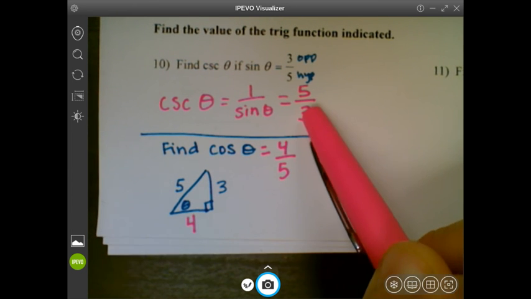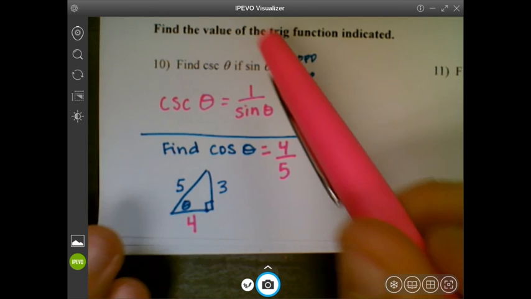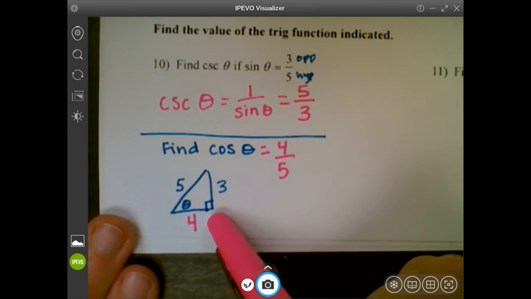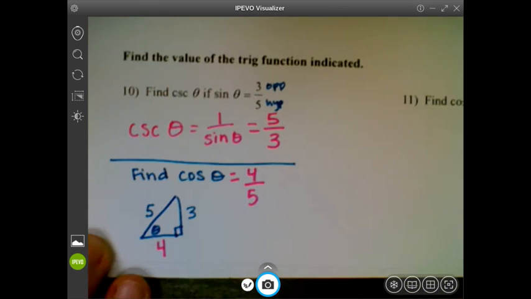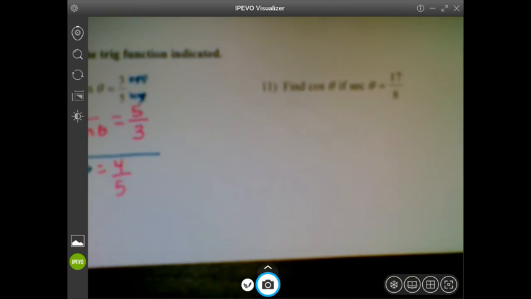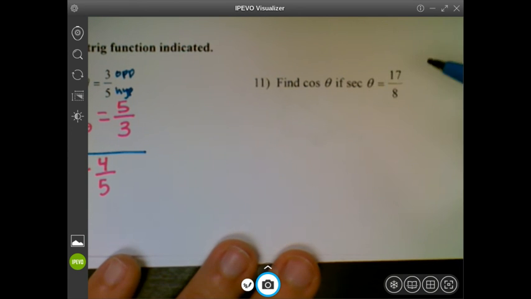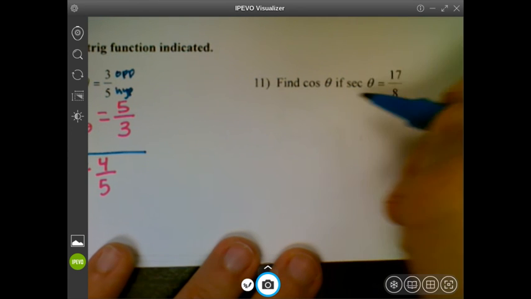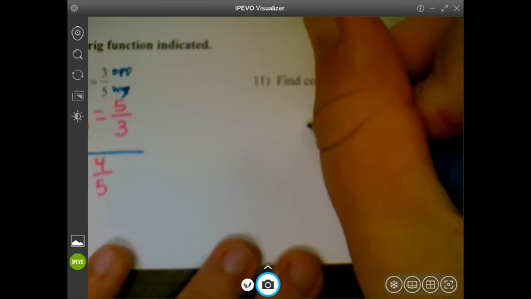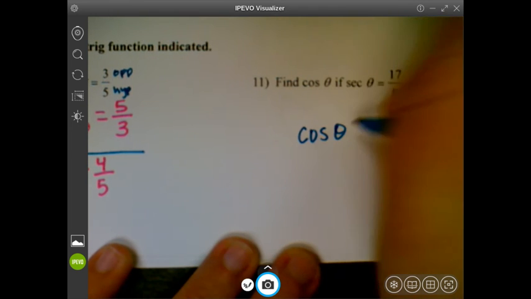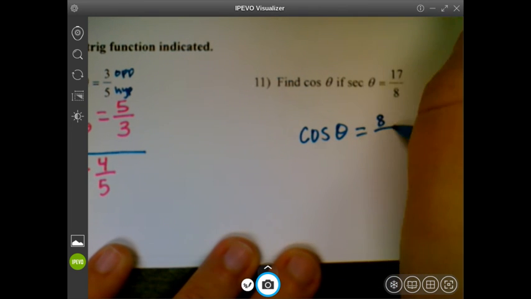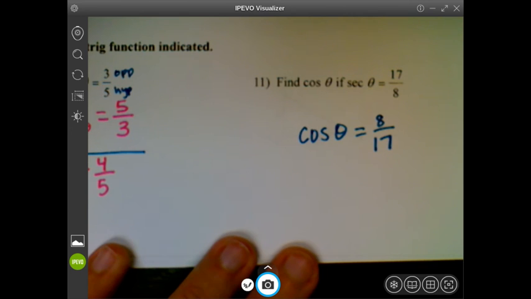So if it is the reciprocal, then go ahead and just take that. It's not really a shortcut. You're just using the reciprocal information to flip that. If not, draw yourself a triangle. So this next one, find the cosine if secant is 17 over 8. These are reciprocals of each other, so that would make the cosine of theta 8 over 17.